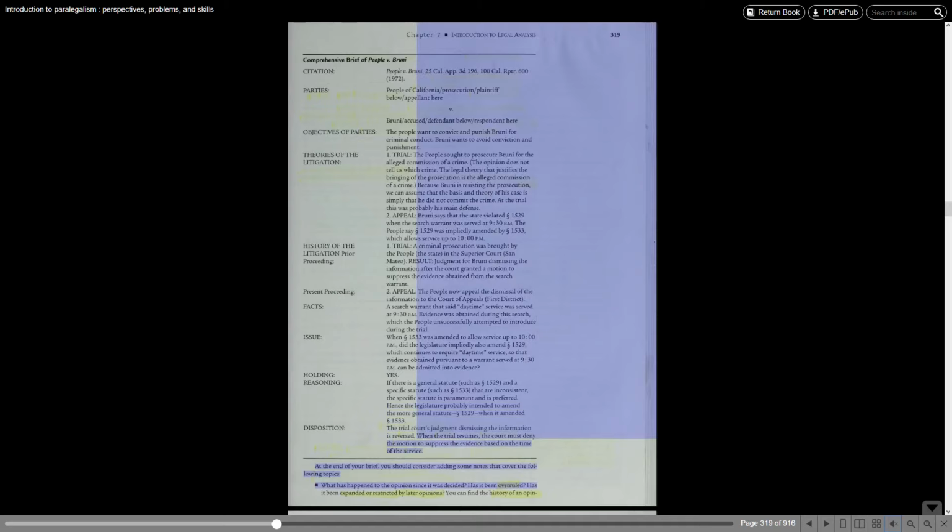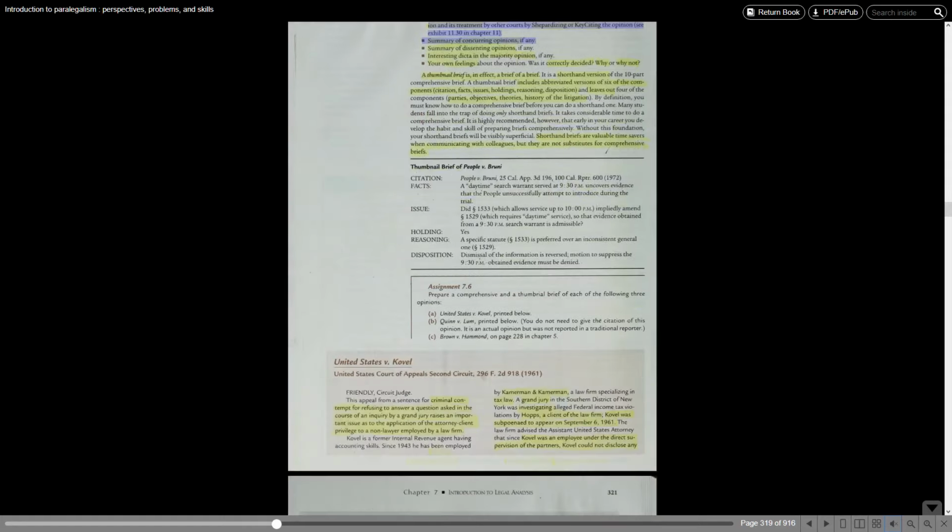At the end of your brief, you should consider adding some notes that cover the following topics. What has happened to the opinion since it was decided? Has it been overruled? Has it been expanded or restricted by later opinions? You can find the history of an opinion and its treatment by other courts by shepherdizing or key citing the opinion. See Exhibit 1.30 in Chapter 1.1.